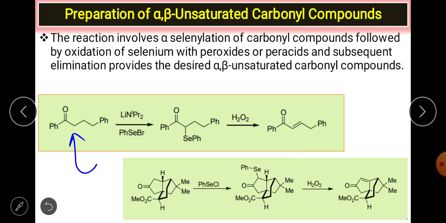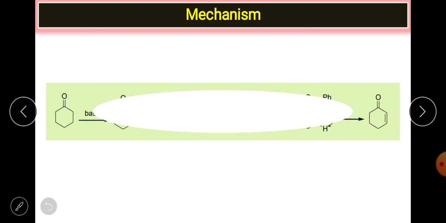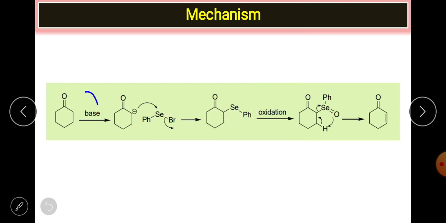This is the mechanism, and now lastly, how this reaction will proceed. First the base will abstract the alpha hydrogen from the alpha position, then selenation occurs. This is an organoselenium compound, and after that we undergo oxidation, and it will be converted to this, with the oxygen. After that there is an elimination. This type of elimination is a pyrolytic elimination, which occurs at high temperature. So this is the mechanism, particularly for the selenation.